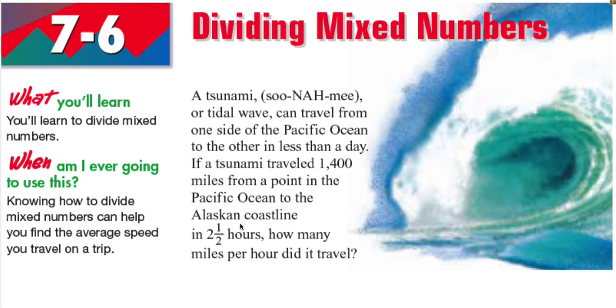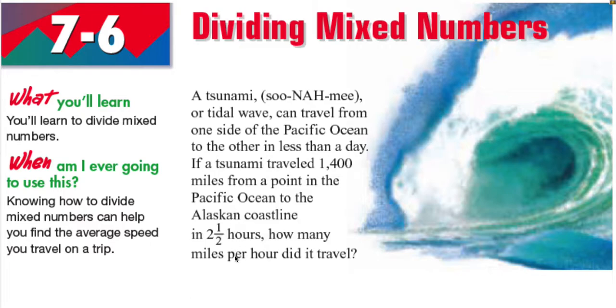A tsunami or tidal wave can travel from one side of the Pacific Ocean to the other in less than a day. If a tsunami traveled 1,400 miles from a point in the Pacific Ocean to the Alaskan coastline in 2.5 hours, how many miles per hour did it travel?